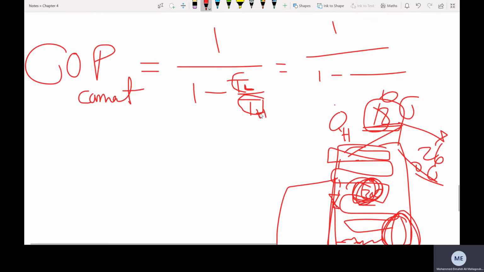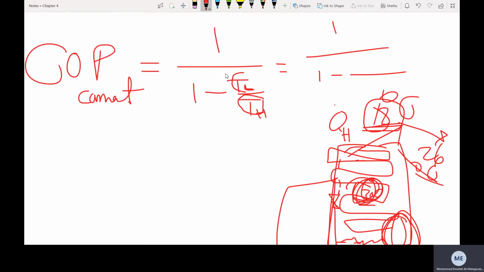Did I write this equation correctly? I'm not that sure. Let me make sure that it is correct. What is the COP of a Carnot cycle? I'm not that sure of the equation. I forgot it actually, sorry for that. Let me review it from here. Maybe I can find it.